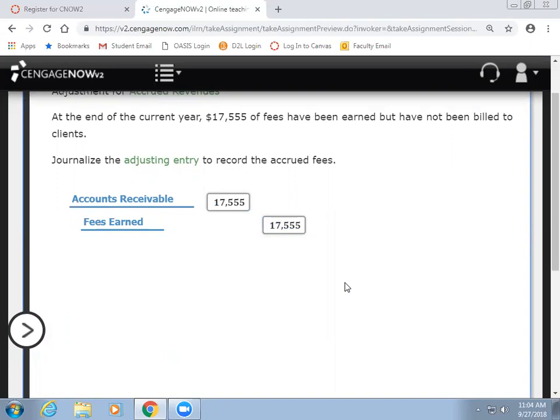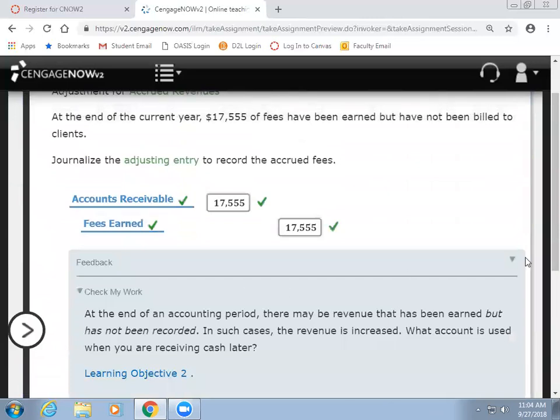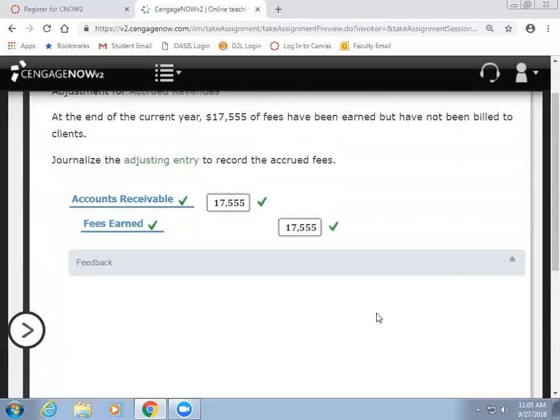So anytime you see that revenue has been earned, but we haven't billed it yet, that's just a typical revenue recognition. So we debit accounts receivable and credit fees earned. So that's considered accrued revenue. It's probably the easiest one because we've done it before, so it's not too bad. Okay, then you can always hit check my work just to make sure on that one.